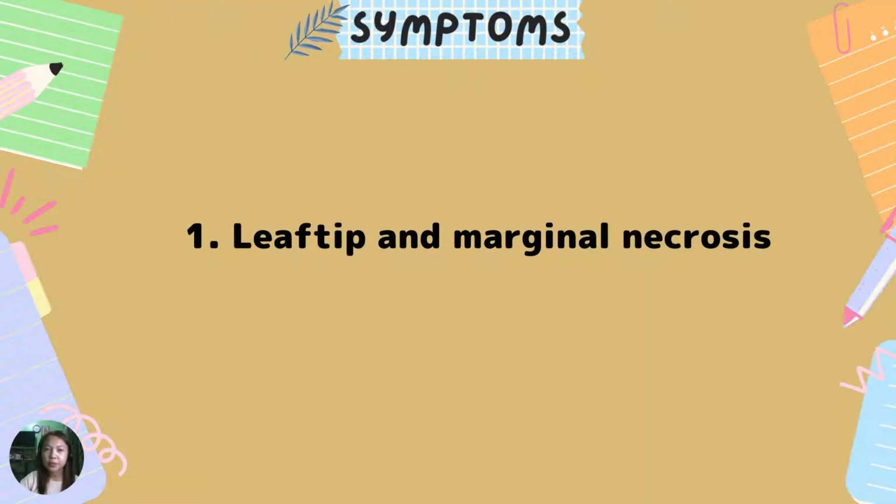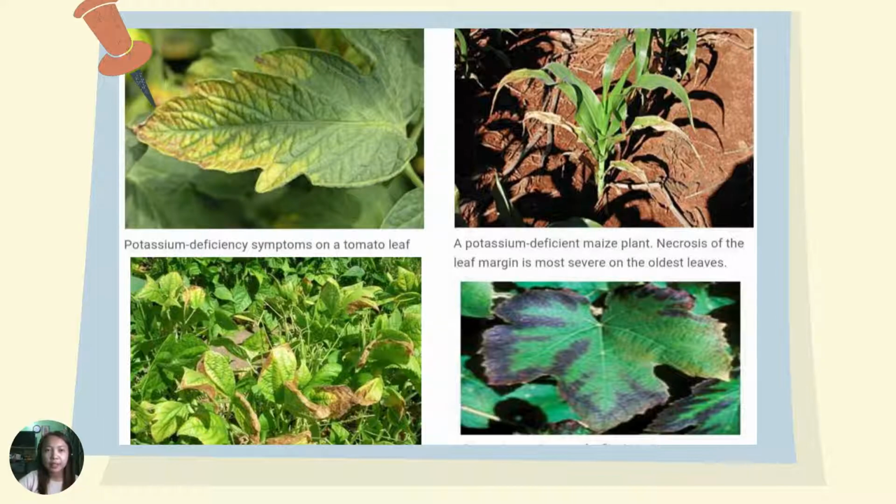Okay, so the symptoms to be observed when there is a lack of that nutrient are leaf tip and marginal necrosis. When we say marginal necrosis, it is caused by improper irrigation, poor soil and low humidity. If you observe the appearance of the plants, somewhat the tip is turning yellow. And when we measure the height of the plant, it is somewhat stunted or smaller compared to its original size. Potassium deficiency symptoms on a tomato leaf are given here.